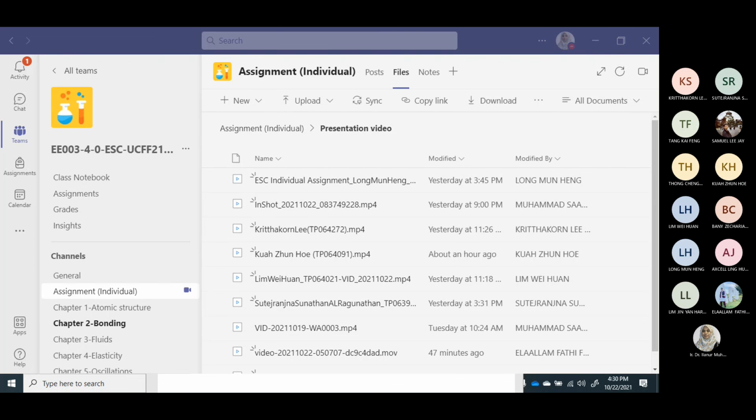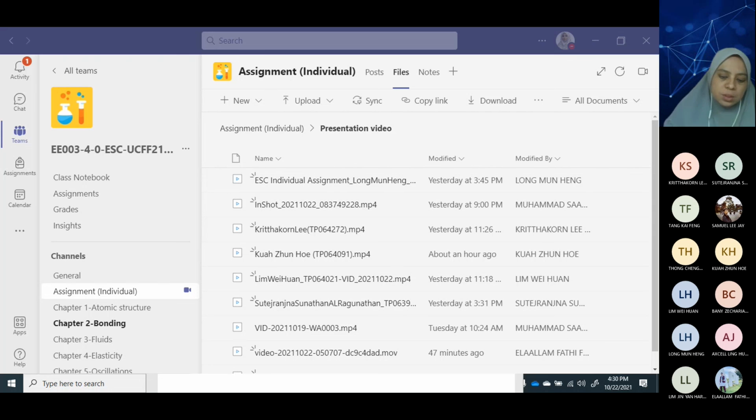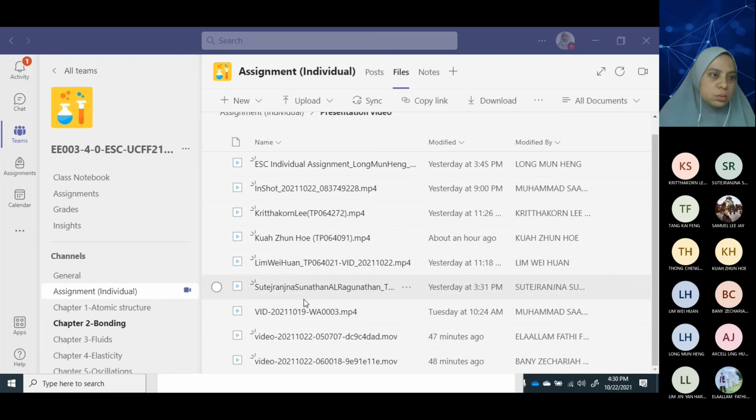Okay, so Lim Wei Huan has used the Archimedes principle for the jar in water. Okay, good also. And clear video. Next is Bunny.